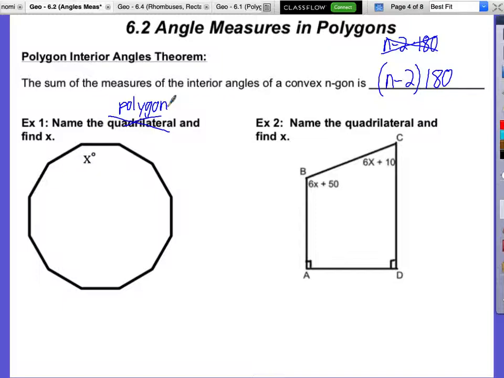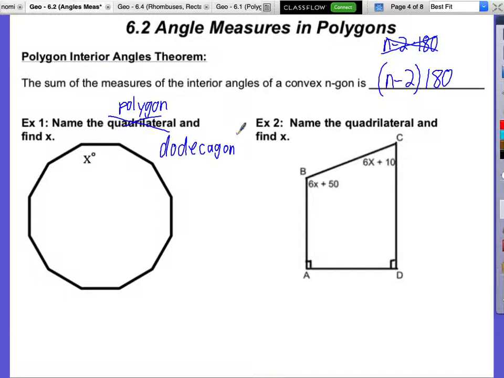So how many sides does this polygon have? 12. So what would the name of that be? Dodecagon. Okay, dodecagon. It's like the decagon, but we have the do in front of it for 12 instead of 10. Now, how would we find just one of these 12 angles?